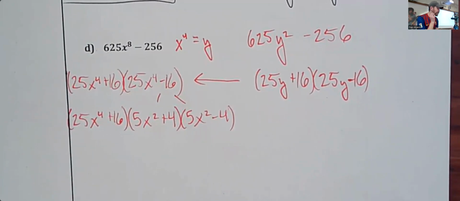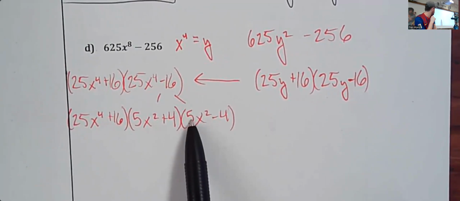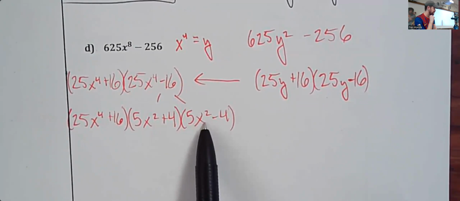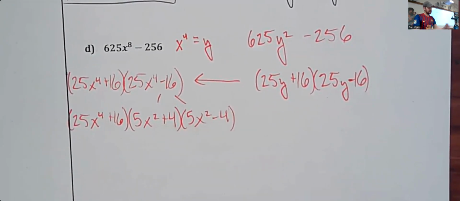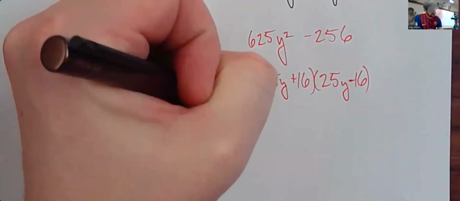And then from there, we're done. If this coefficient, though, was another perfect square, we would have had another difference of squares because x squared is a perfect square and so is 4, and there's subtraction, but 5 is not a perfect square, so we're done. So this is our answer for part D.